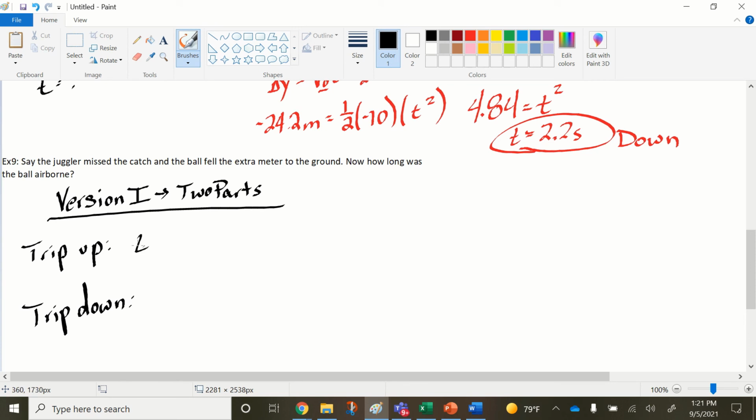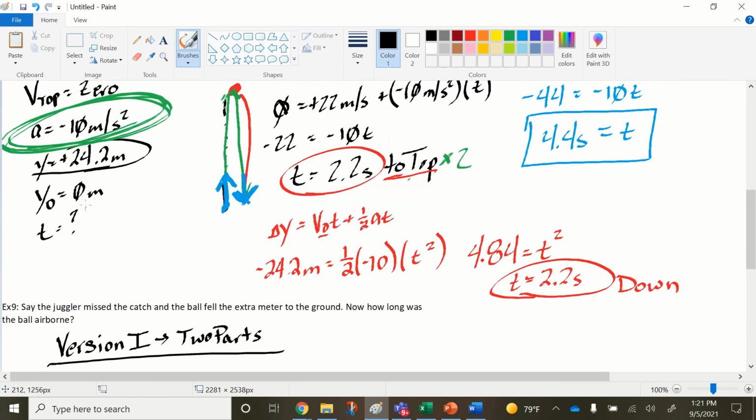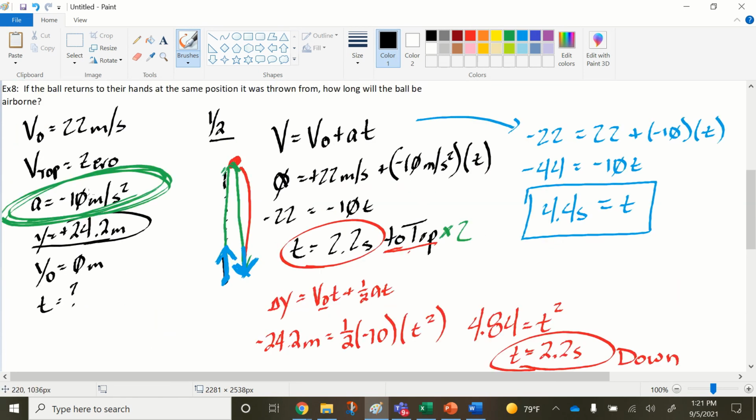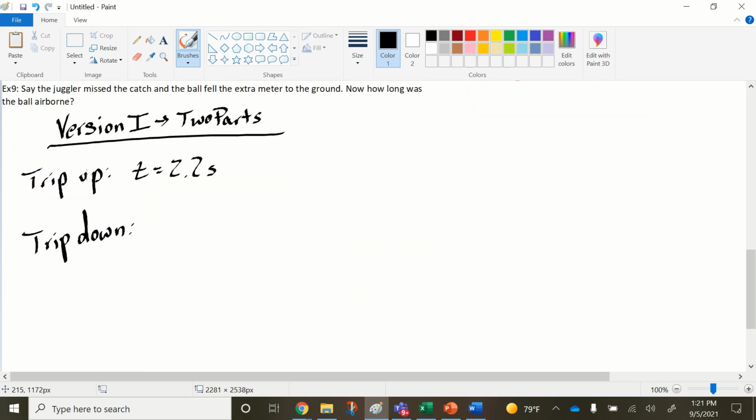So your trip up, you already know the amount of time it takes to reach the top of its trajectory was 2.2 seconds. That was the exact same thing that we solved for up here in black already, going from 22 meters per second to 0 meters per second, with gravity being the thing that caused that acceleration, took 2.2 seconds. The trip back down, we don't know, because it went up into the air, hit 0, turned around and came back and traveled an additional meter below where it was. So here's the trick.